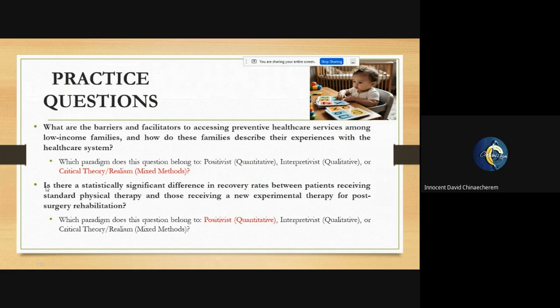So the last one before we go: is there a statistical difference in recovery rates between patients receiving standard physical therapy and those receiving new experimental therapy for post-surgery rehabilitation? These are just other questions. Now, this is comparison, right? This is like a particular intervention, right? We want to know between standard therapy and a new experimental one. So experiment, right? That is clear for you to make the choice.